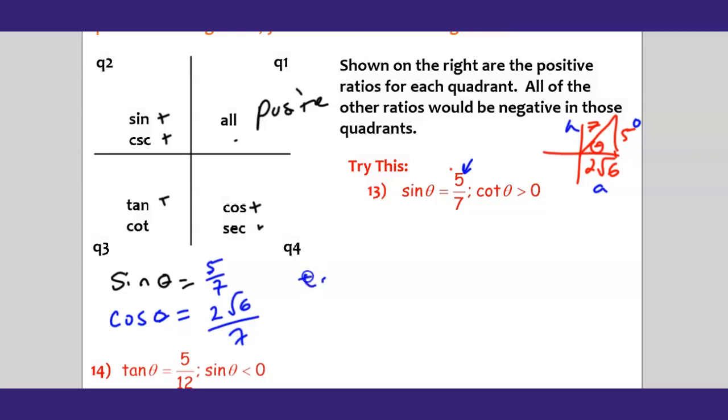And then tangent is going to be 5 over 2 radical 6, opposite over adjacent, which we must rationalize. 5, move the radical to the top, and then at the bottom, leave the number. So it's 2 times 6, which is 12. All right, that's tangent.